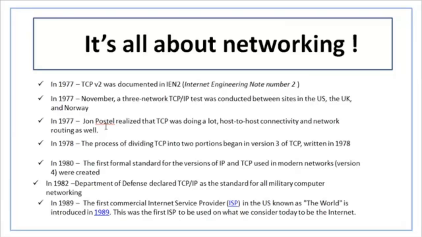Now there's another big guy, John Postel. In 1977 he found out that TCP was doing a lot of the job. It was finding out the position of point B also. I'm talking about A and B again and again just to give you an idea. So TCP was doing the job of finding out the location of B, and it was also maintaining a connection between the 2 points.